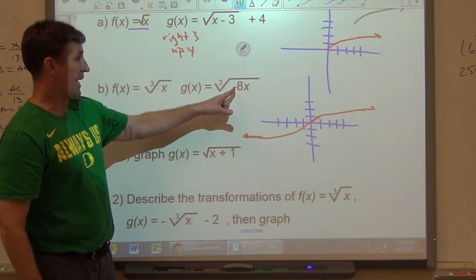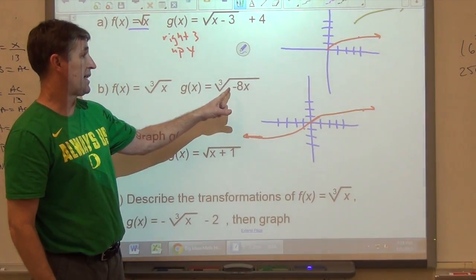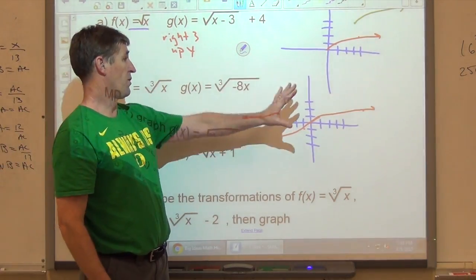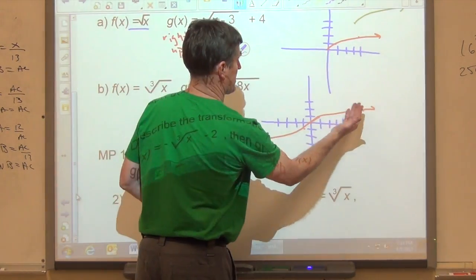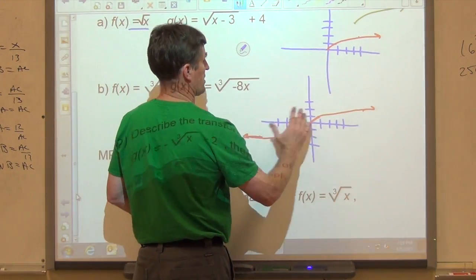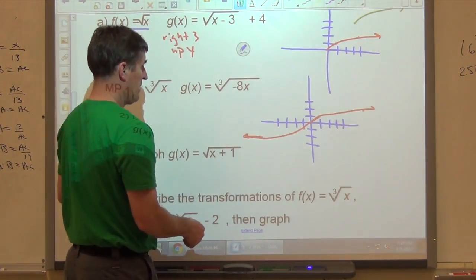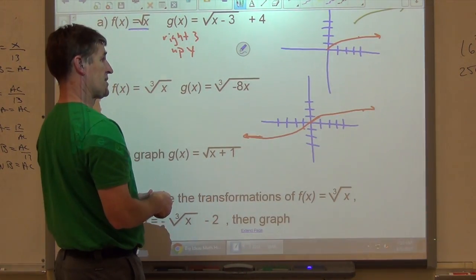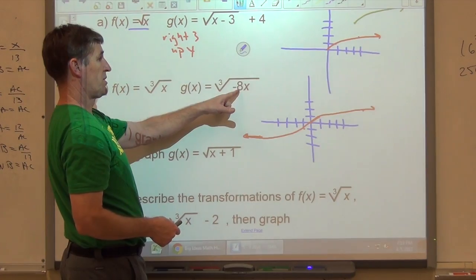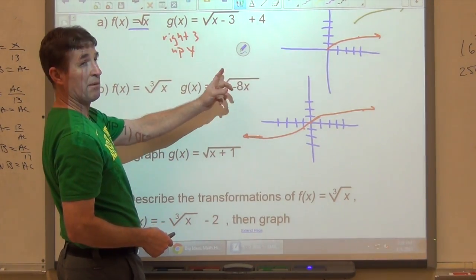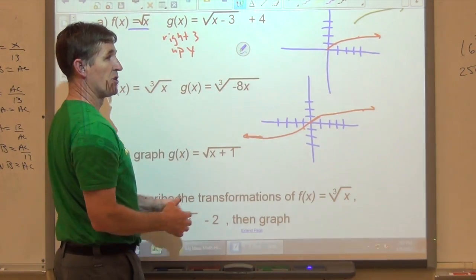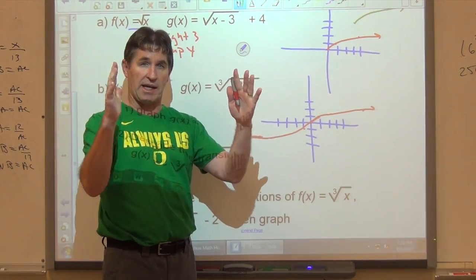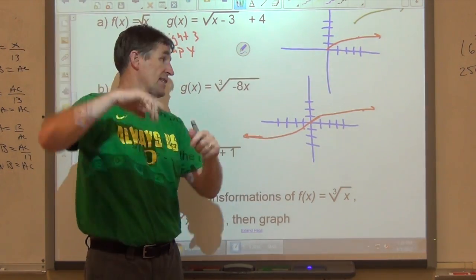So, the negative sign tells us it's going to reflect over the y-axis. So that means this is going to come over here and be going up, and this is going to go over here and be going down. And then 8 tells us a horizontal shrink because it's reciprocal of 1/8. So if I shrink it horizontally, that's going to compress it and make those lines get wider.